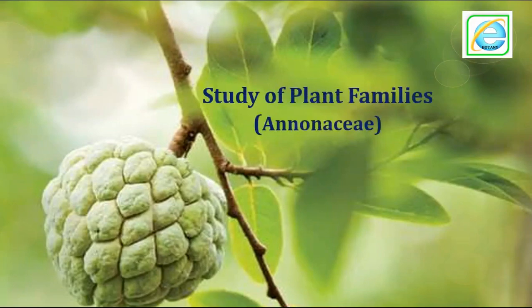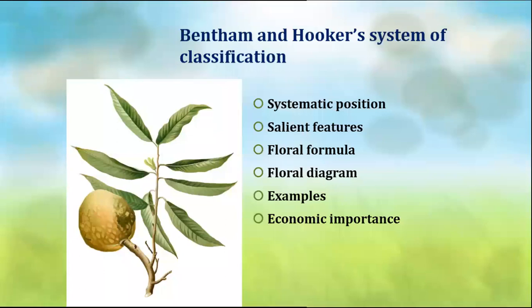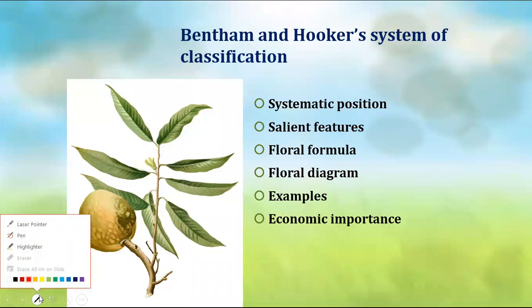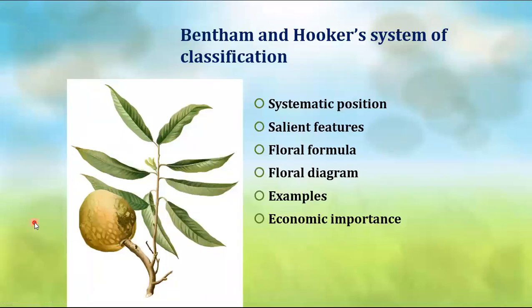Today we are going to learn about the plant family Annonaceae. We will study this family according to the Bentham and Hooker system of classification, that is systematic position, salient features, floral formula, floral diagram, examples and economic importance.